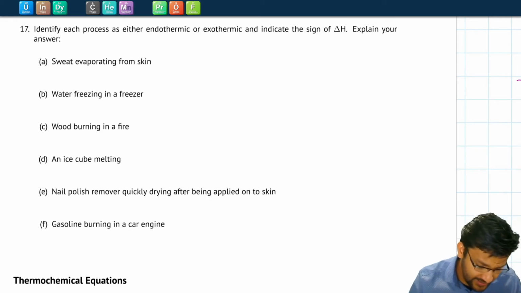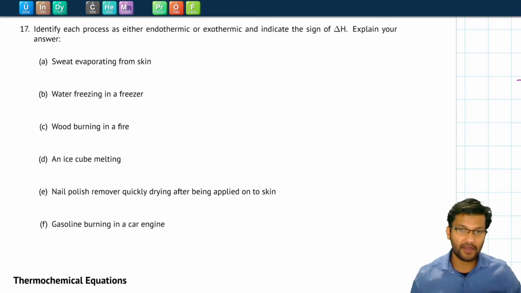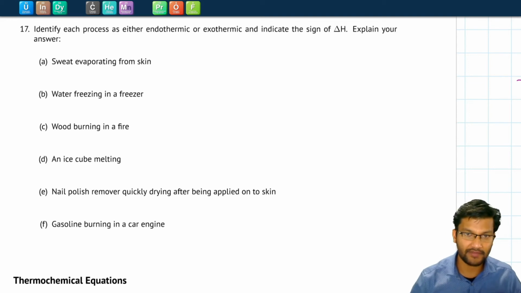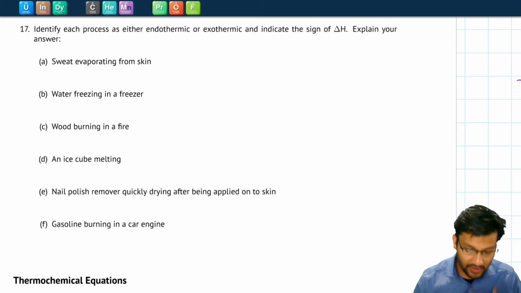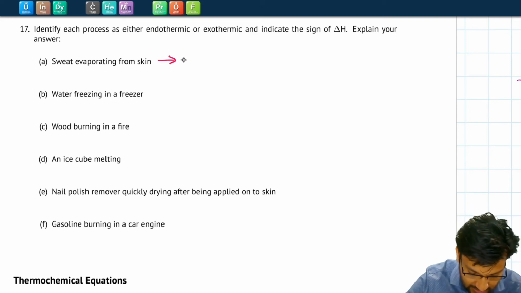Okay, so let's look at sweat evaporating from the skin. When your sweat evaporates, it cools you down. You are the environment. The sweat evaporating, that's the system, that's the process. So you get cooler, which means that this process is endothermic.